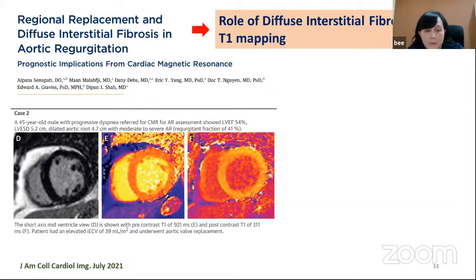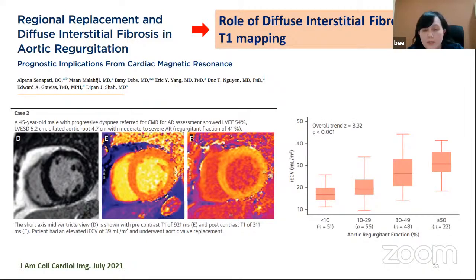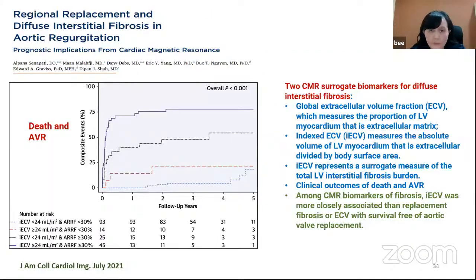From doing pre-contrast and post-contrast T1 images, they were able to derive the so-called indexed extracellular volume. What they found was that the indexed extracellular volume, or index ECV, correlated with the severity of aortic regurgitation. In other words, index extracellular volume significantly increased with the degree of severity of aortic regurgitation.